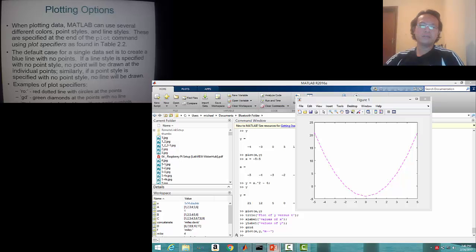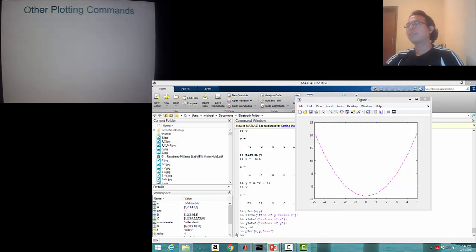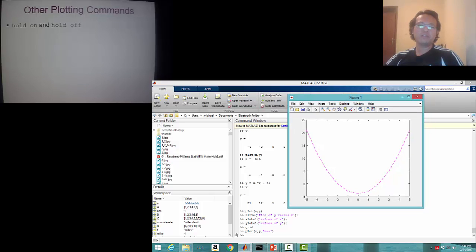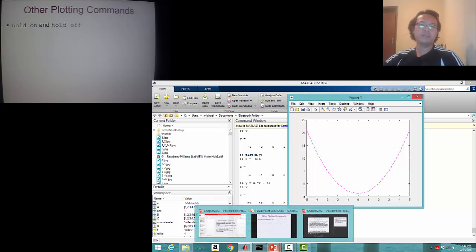Okay, so moving on, other plotting commands, hold on and hold off. Hold on is like if you want to plot another function here and then you want to remain this plot, this figure one, and then you want to add another plot, let's say, if this is x squared minus 4, and you want to plot x cubed minus 3x superimposed in this plot, you can put hold on. Okay, that's what it means.